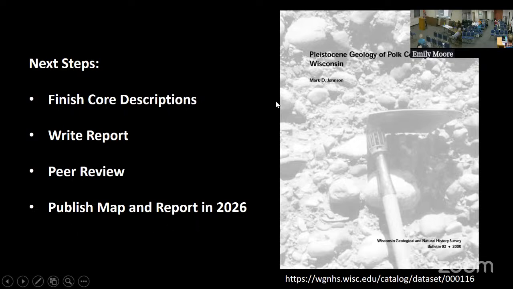But if you can't wait to read about the glacial geology of Burnett County, I refer you to Polk County's report that Mark Johnson, the guy from Sweden who joined us, wrote in 2000. And he was really interested in those lakes, and he has a lot of information about Burnett County hiding in that report too. All available on our website, free for download.